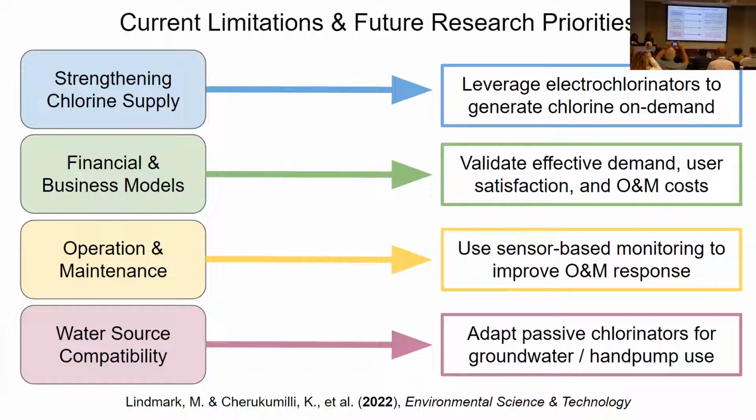And then finally, water source compatibility. Of those chlorinators that we assessed, none of them were particularly effective for use with hand pumps, and hand pumps represent a pretty significant proportion of folks needing safer drinking water. So we need to adapt passive chlorinators for those water sources.